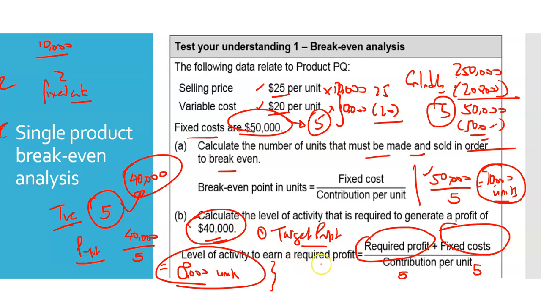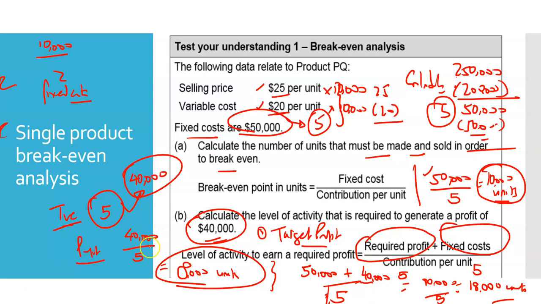So ultimately, it can look like a formula where you need to cover, if you like, 50,000 plus 40,000 divided by 5. So you have 90,000 divided by 5, which is equal to 18,000 units.